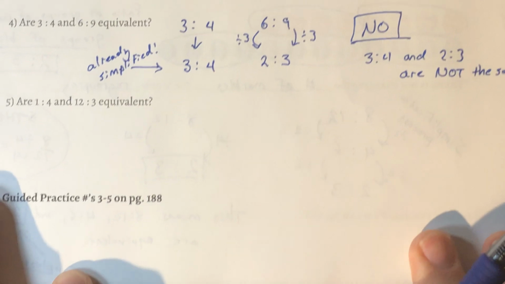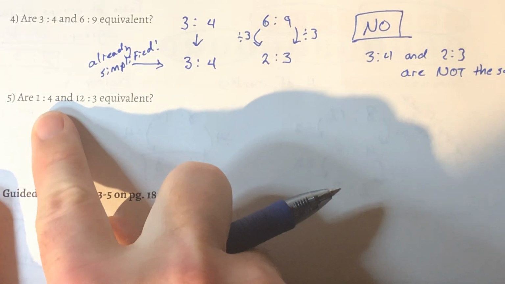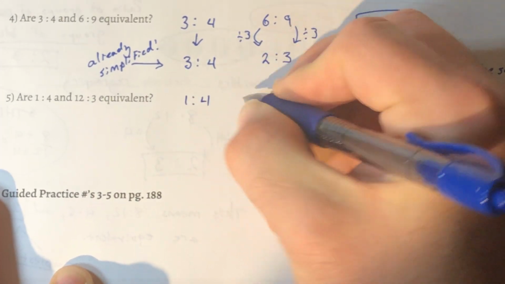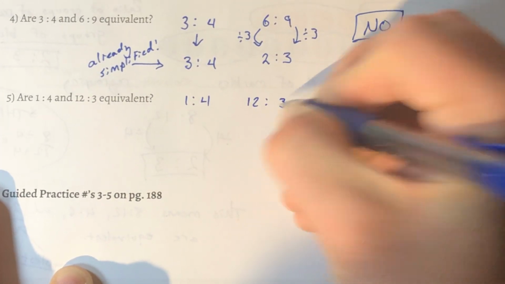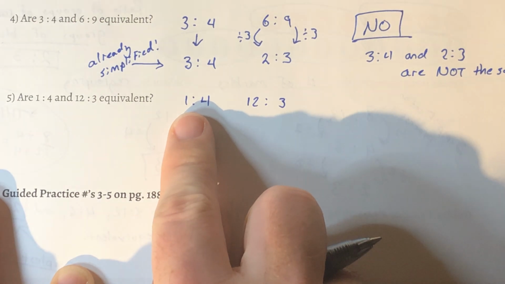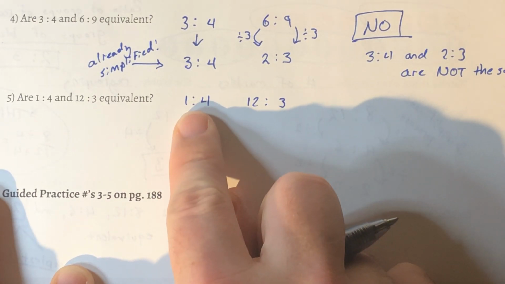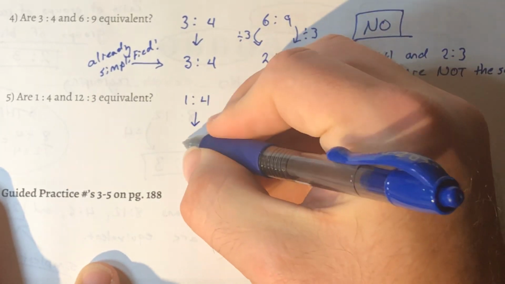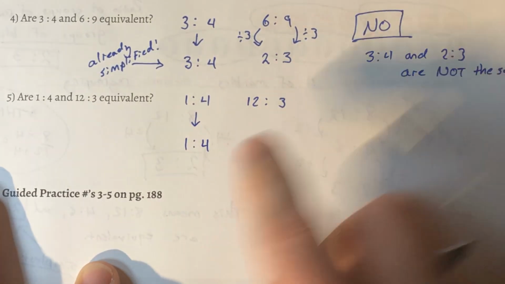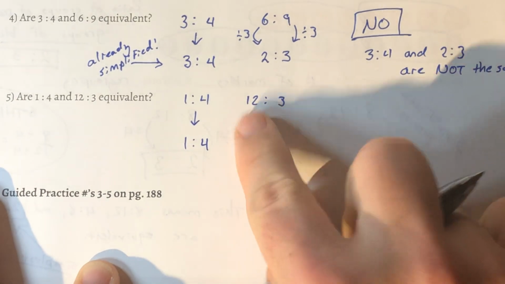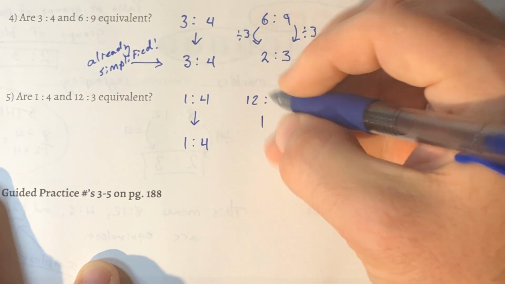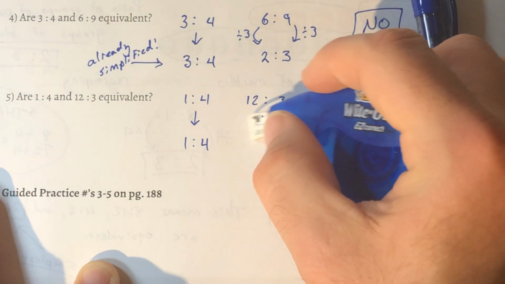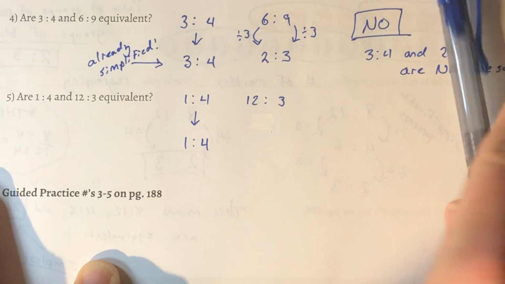All right, let's do one more. Are 1 to 4 and 12 to 3 equivalent? So first step, simplify both of them. 1 to 4. Do they have any common factors besides 1? No. But I still need to show that I know that it's in simplest form. So I'm going to rewrite it. 12 to 3. Is it in simplest form? No. So I should not have started drawing a down arrow. Done messed up.